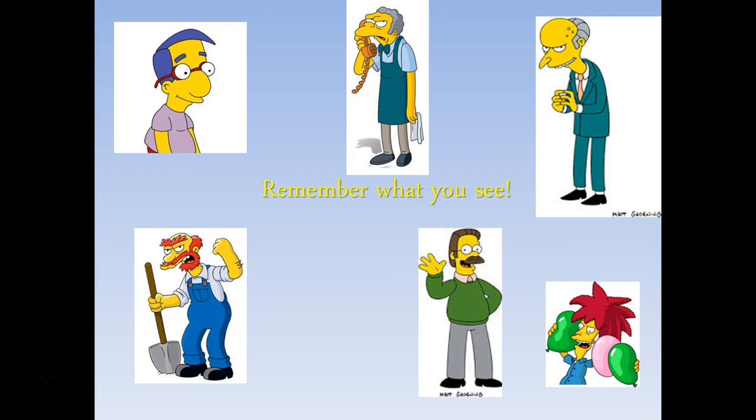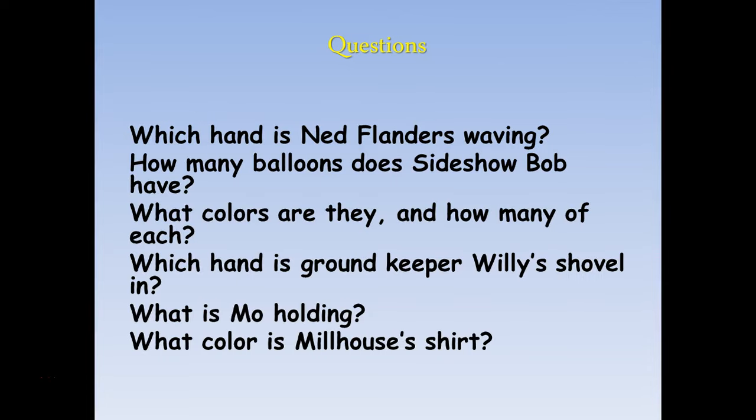Okay, so look at all these Simpsons people and remember everything that you can about them. 3, 2, 1, go! Now, tell me, which hand is Ned Flanders waving? How many balloons does Sideshow Bob have? What colors are they and how many of each? Which hand is Groundkeeper Willie's shovel in? What is Moe holding? And what color is Milhouse's shirt? See how many you can get right. How observant are you? The CIA wants to know this stuff.